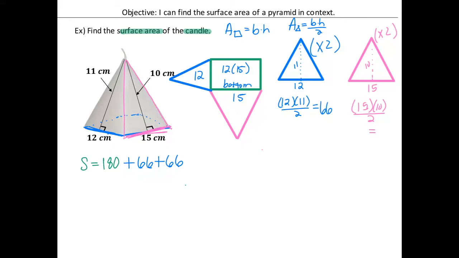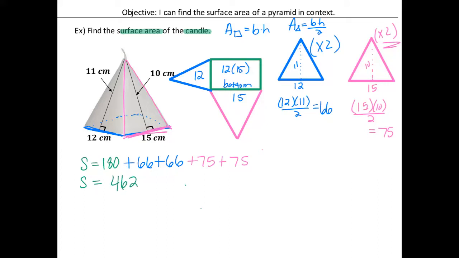And can you guys tell me what that is? 75. Okay, thank you. But I have two of those. I'm going to add 75 two times. And then at the end, basically just add all of those together, and that's going to give you your total surface area. So 180 plus 66 plus 66 plus 75 plus 75.